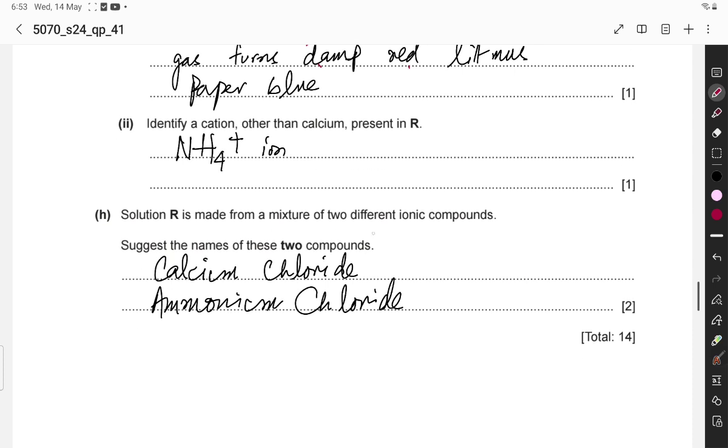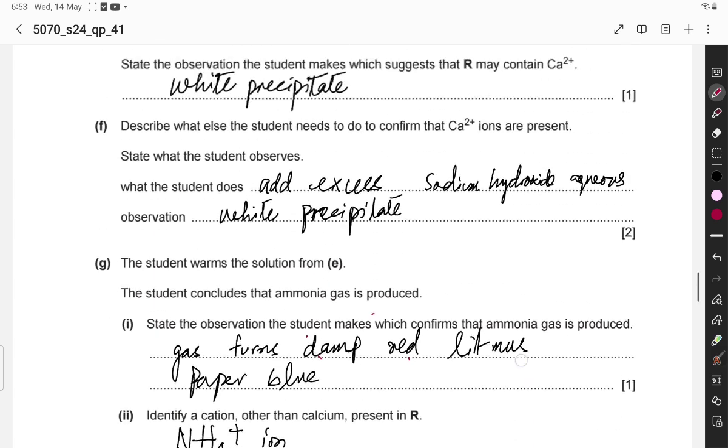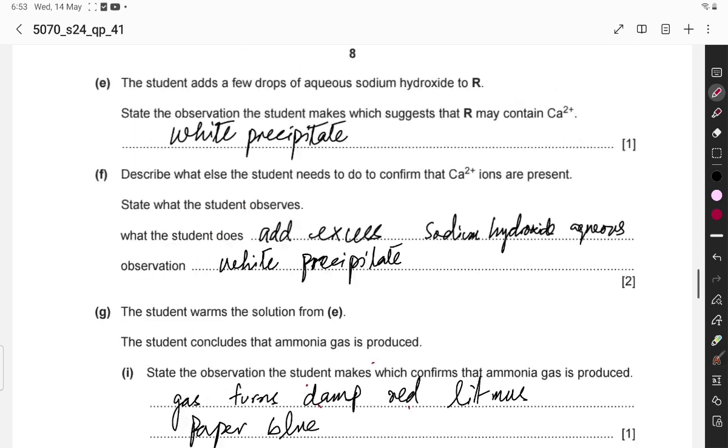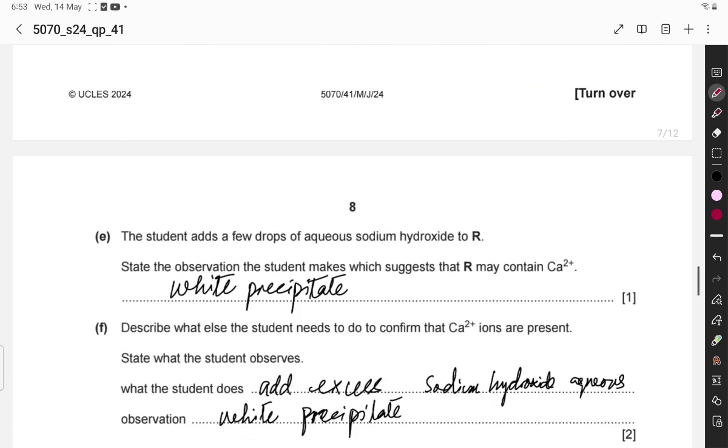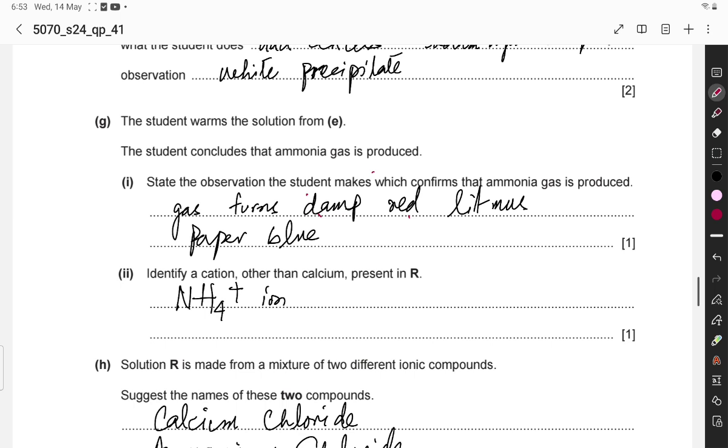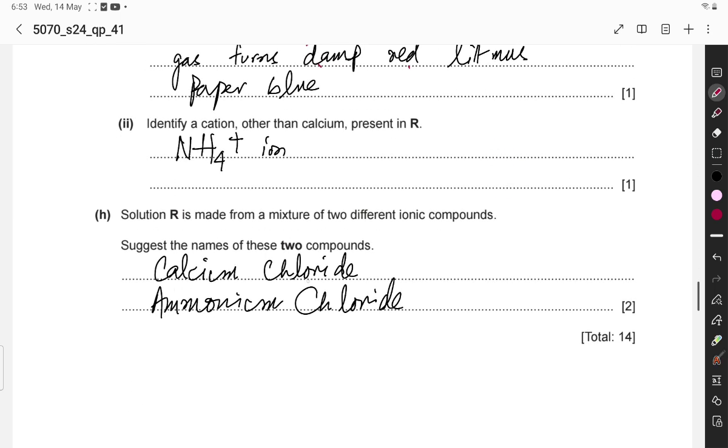Solution R is made from a mixture of two different ionic compounds. Suggest the names of these two compounds. Calcium ions are confirmed and chloride ions are confirmed because white precipitate is formed. So the solution must contain calcium chloride and ammonium chloride.